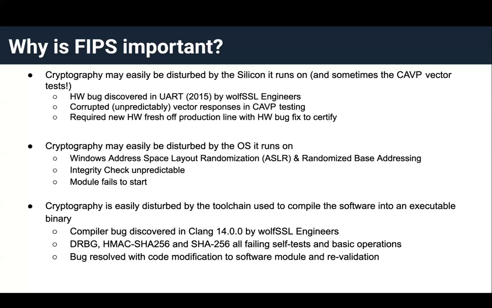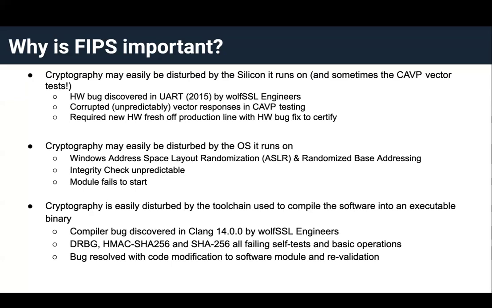As a software vendor, we see a high importance in FIPS because the cryptography can be easily disturbed by the silicon that it's running on. And we have real world examples of this. We discovered a hardware bug in one vendor's hardware that was corrupting the AES outputs. And we reported this bug to the hardware manufacturer. They were able to address it on their assembly line and get us new hardware within 2 months, and then we were able to complete that validation.